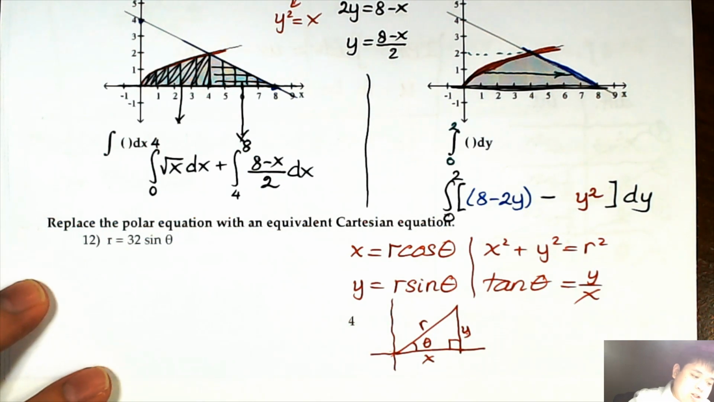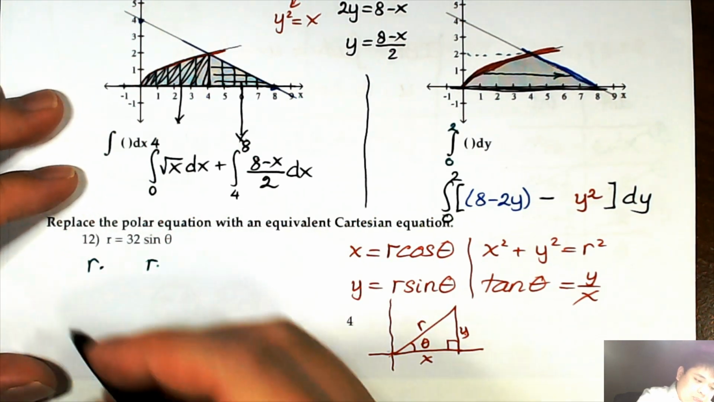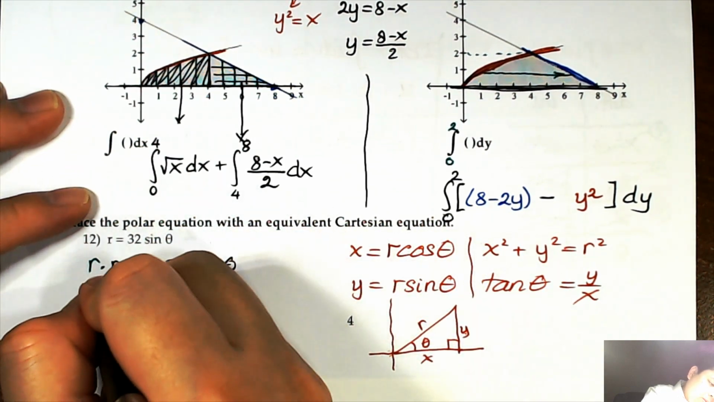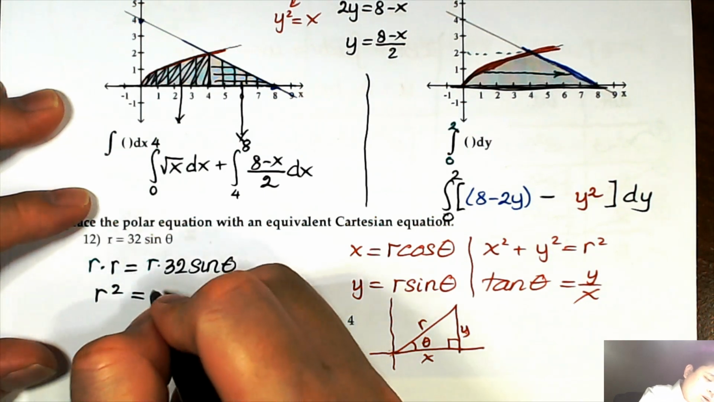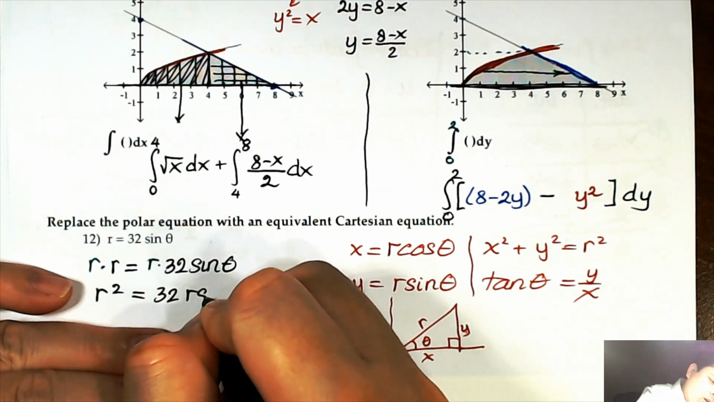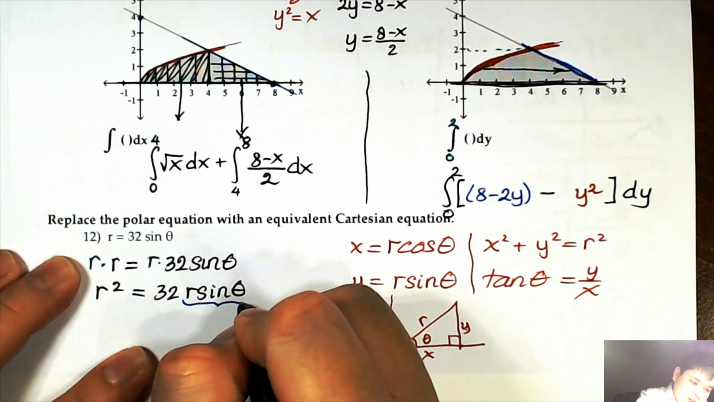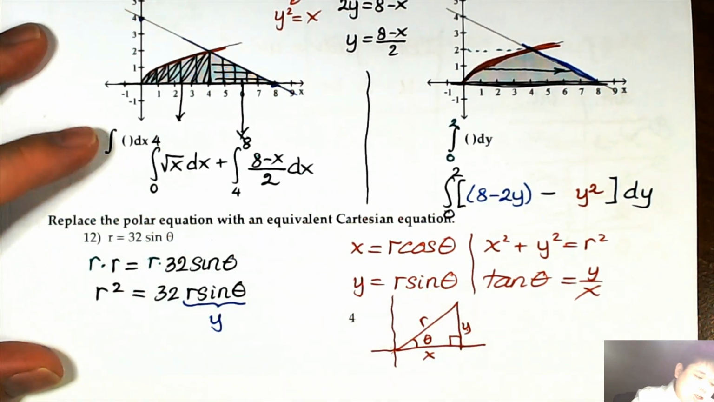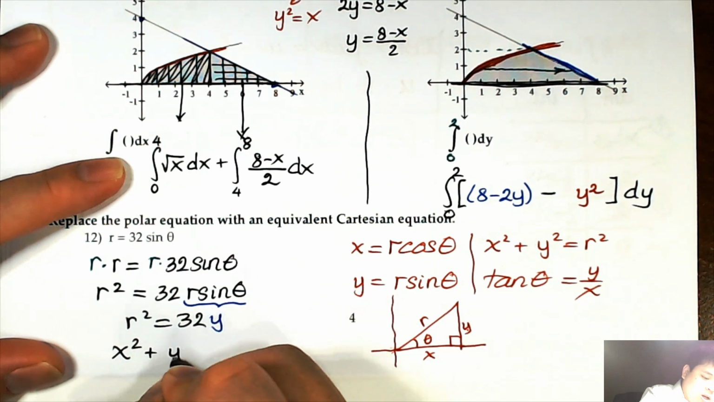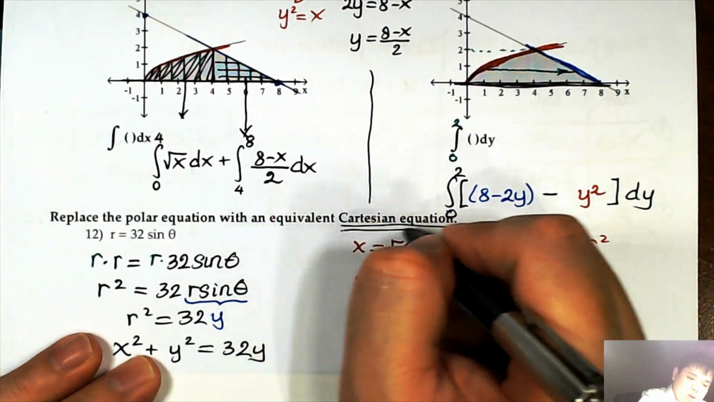So what I do here is multiply by r on both sides. So we have r squared equal to 32 r sine of theta. That is y. So we have r squared equal to 32y, and r squared is x squared plus y squared, so x squared plus y squared equal to 32y. And we have the equation in terms of x and y, which is good, that's what we want.